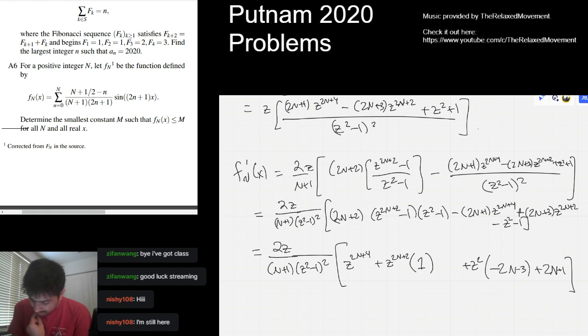Does this work? Well, it certainly satisfies it. Z squared minus 1 divides it. So that's a good test. So how the hell do you find out what the real part of this is, since you have a z over z squared minus 1? This is so bad.